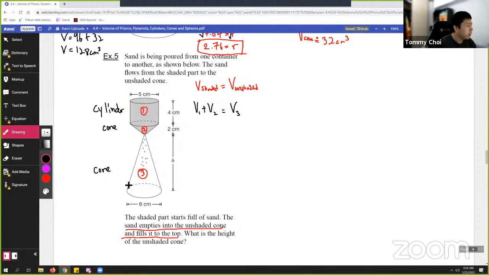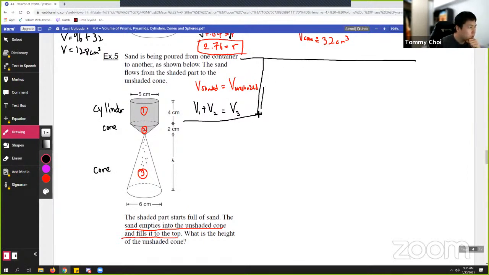Now you'll also notice that this cone shape and this diameter shape are different, right? So please keep that in mind as you solve your question. So let's work with this stuff here. Let's work with volume 1.